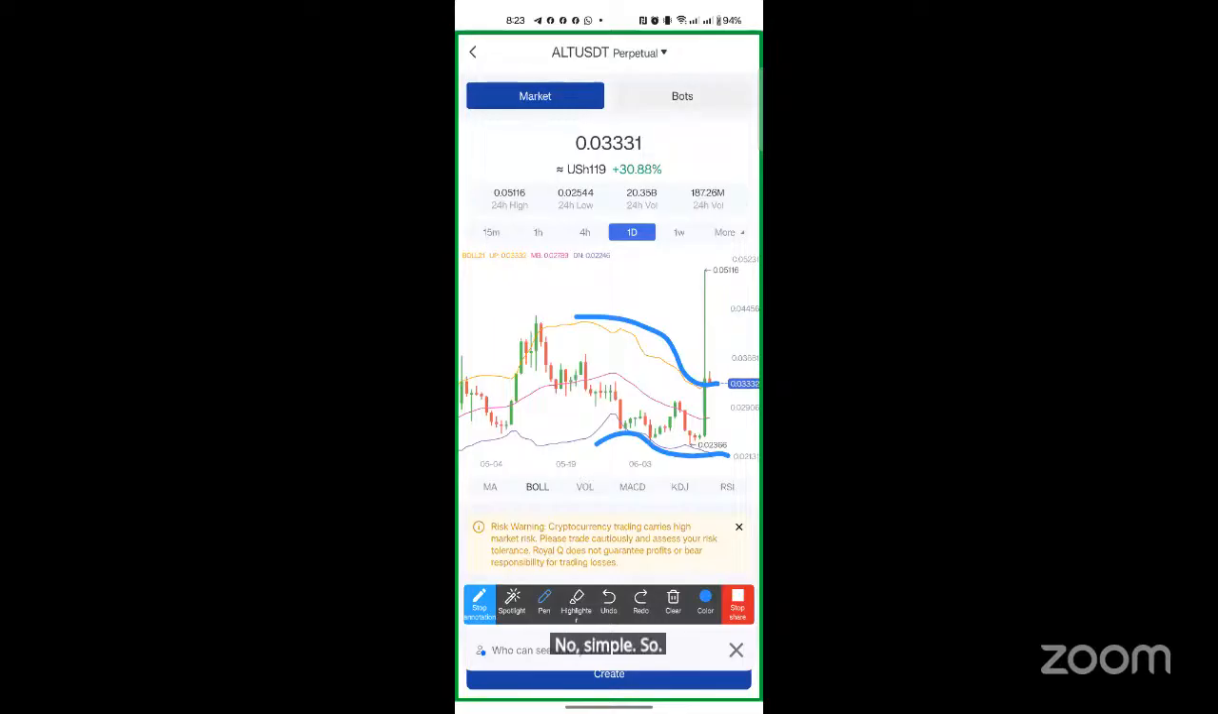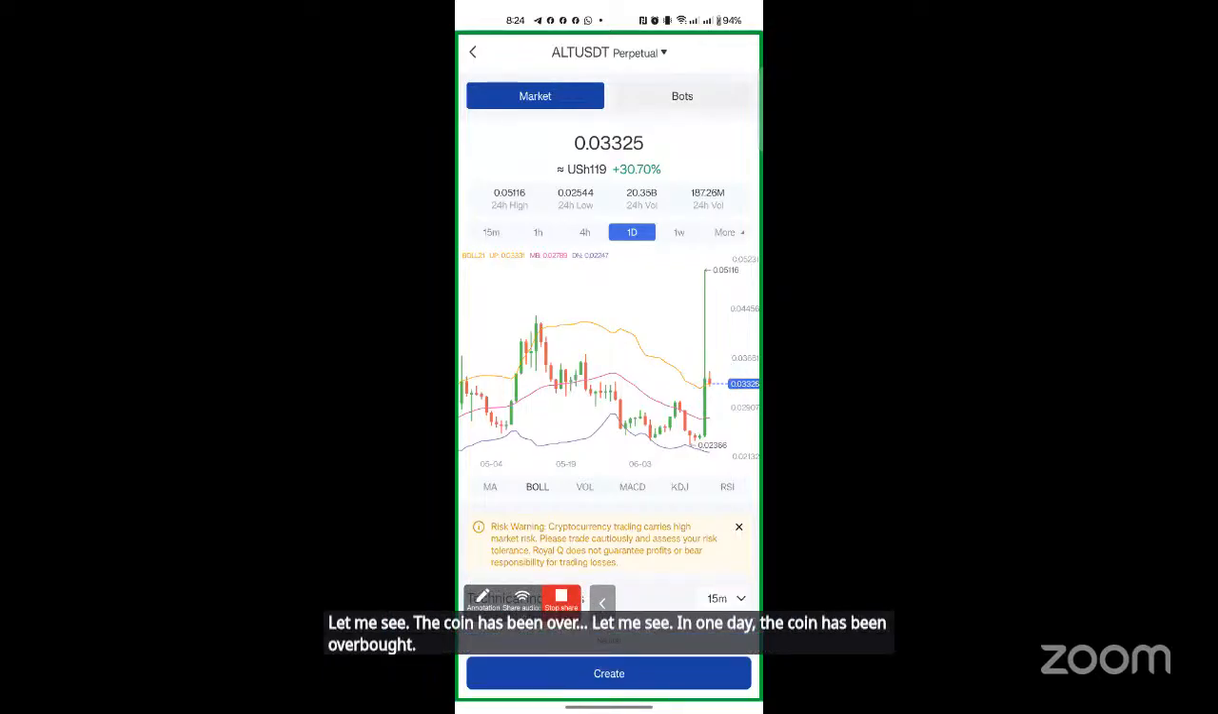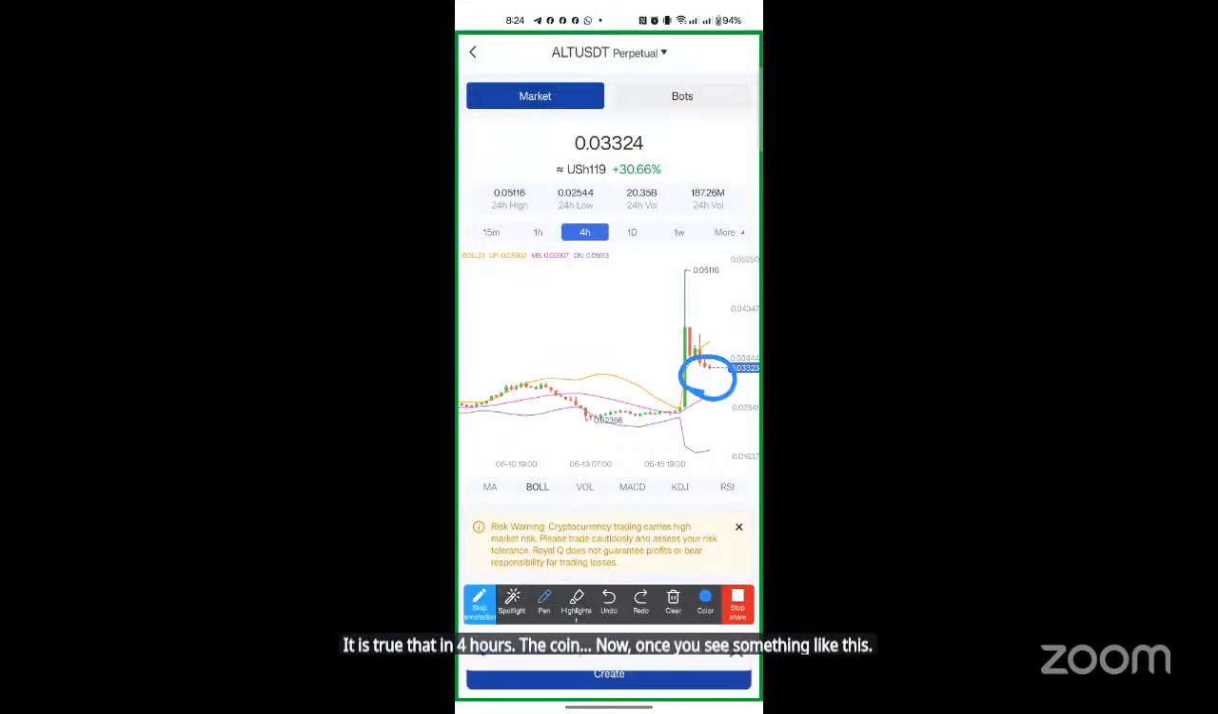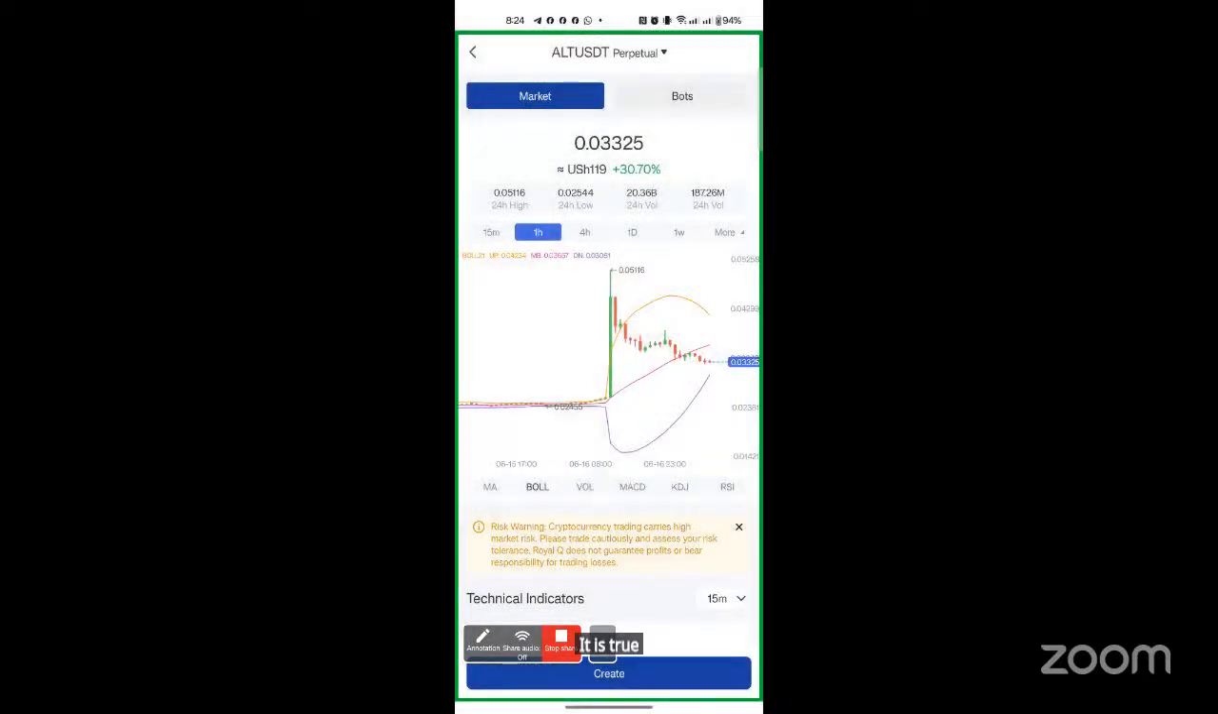So it is true that in 1 day, the coin has been overbought. It is true that in 4 hours, the coin too. Now, once you see something like this, what are we expecting? We're expecting the coin maybe to continue going down. It is true that in 1 hour, we still expect the coin to go down because it is forming below.